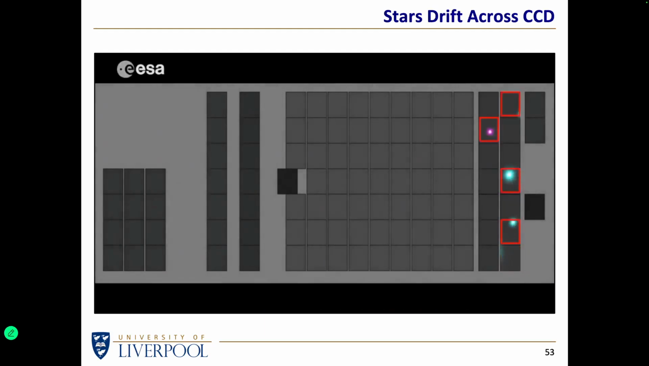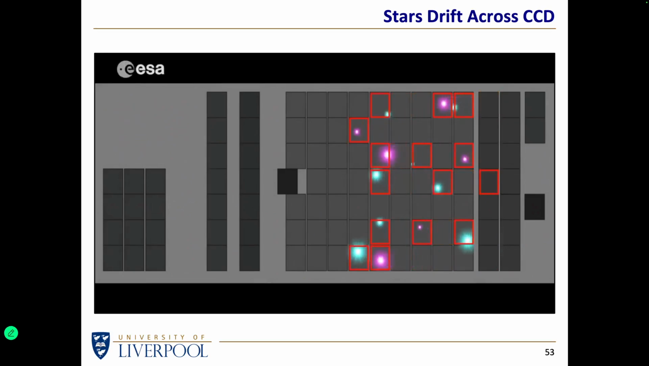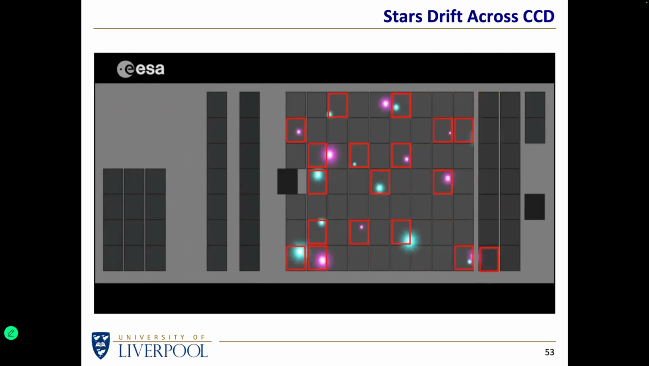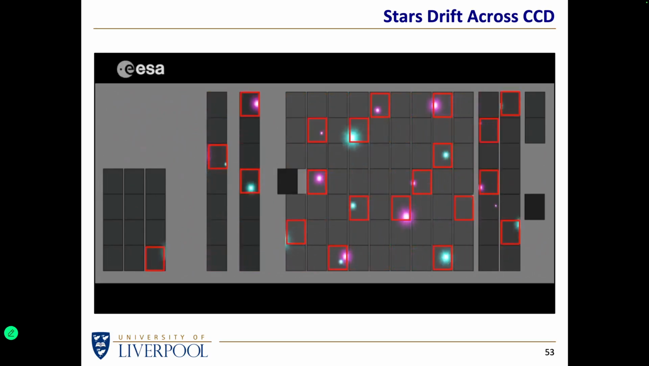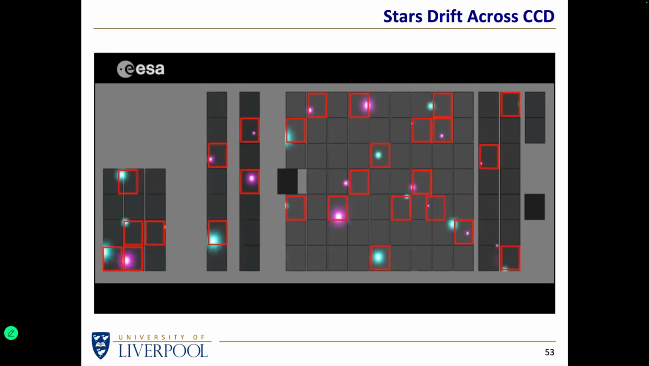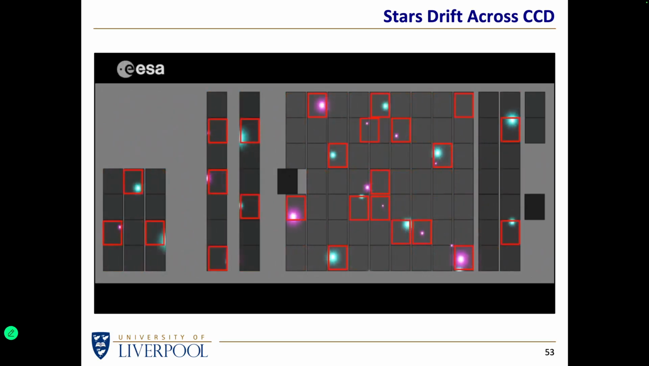To give you an idea of what is actually happening, in this cartoon, we remind ourselves that we're not following one star, we're following all of the stars that are drifting across the field of view. In this case, it's a few dozen stars. But in practice, when Gaia is operational, there might be 500,000 stars drifting across the CCD.